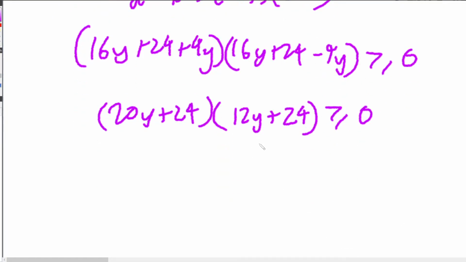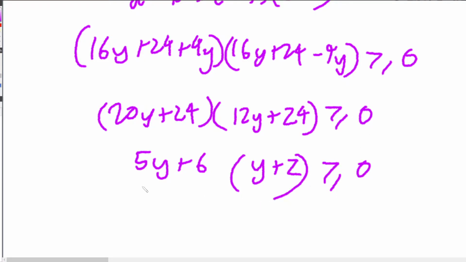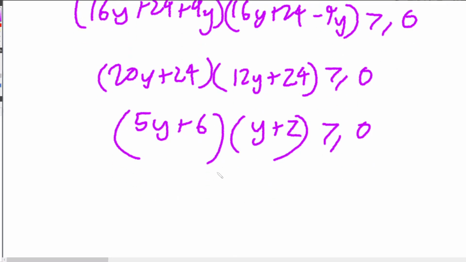And dividing both sides by some factors that I see in common in all the terms within each of these two bracketed expressions, dividing by 4 here, we get 5y plus 6, and dividing by 12 here, we get y plus 2. And dividing by 4 and then by 12, this side gives us 0 once again. So we find the restriction 5y plus 6 times y plus 2 must be greater than or equal to 0.